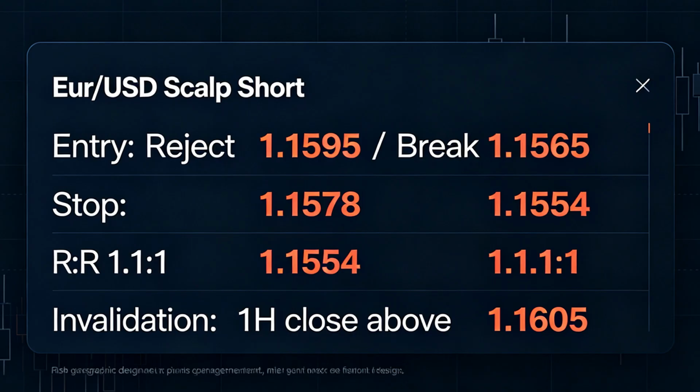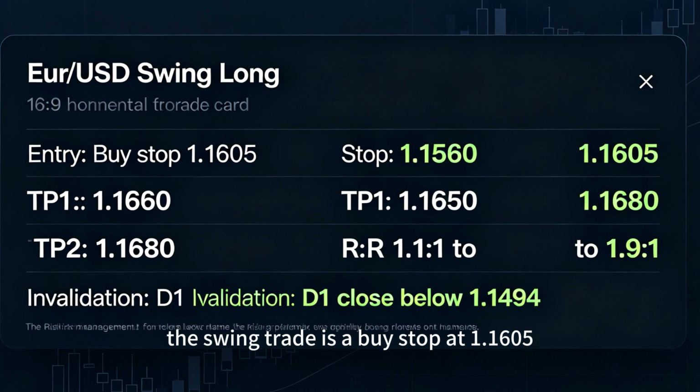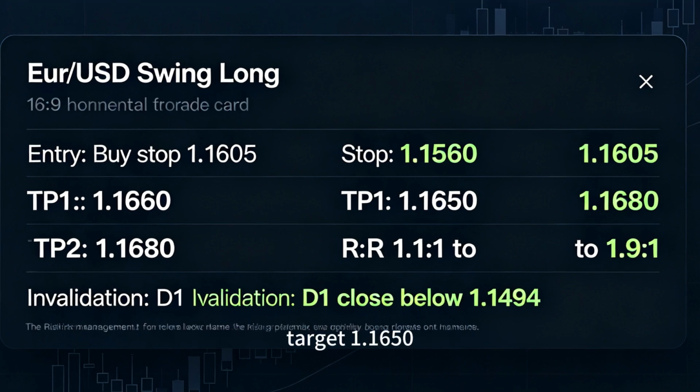Swing setup. Bullish breakout, euro to US dollar. The swing trade is a buy stop at 1.1605 to clear the heavy daily resistance. Target 1.1650. Extension to 1.1680. Stop at 1.1560. Entry. Buy stop 1.1605.